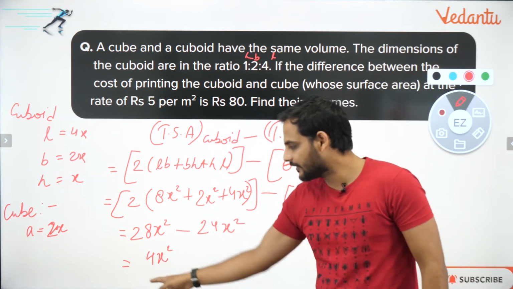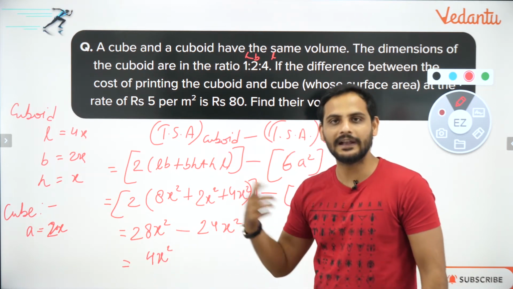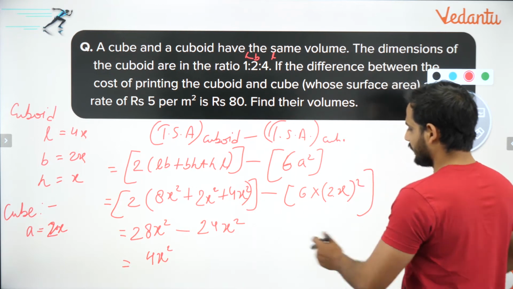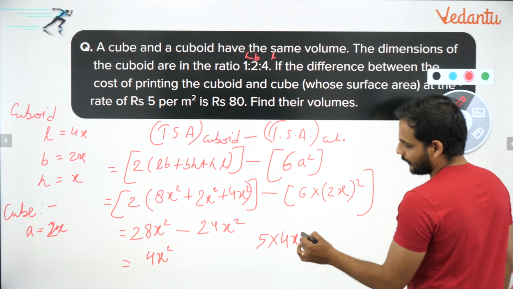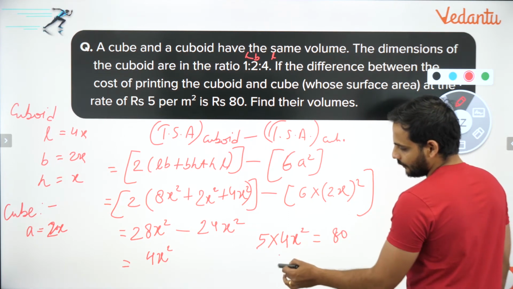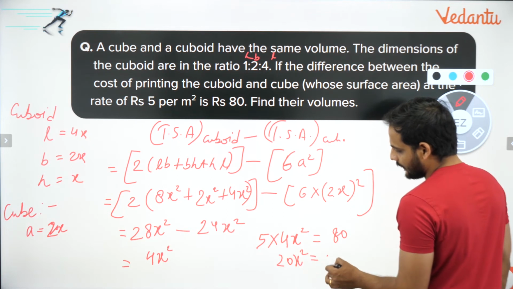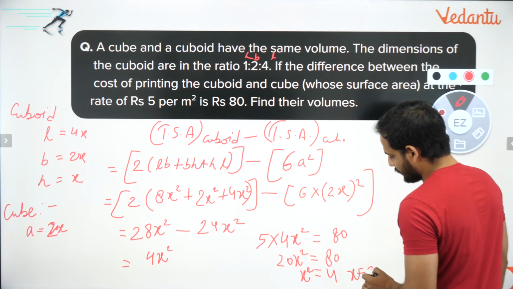That means the difference between the areas into 5, if I do that, I will get the difference of the cost of painting. So I will say the cost of painting per meter is 5 and the difference between the areas is 4x square, which is equal to your rupees 80. Okay, so what are you getting? 20x square is equal to 80. So you are getting x square is equal to 4. That means x is equal to 2.